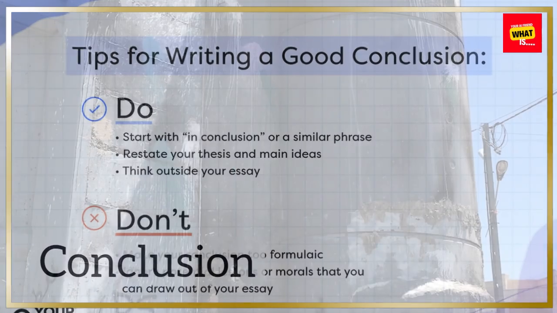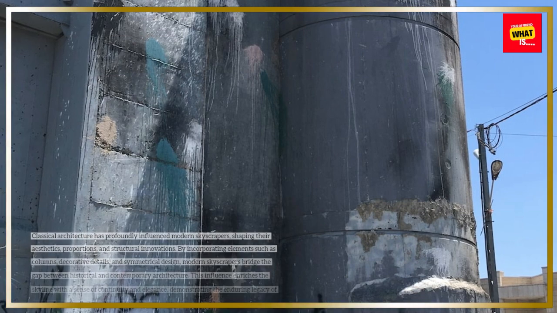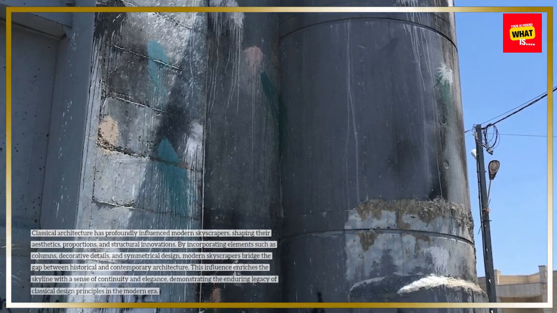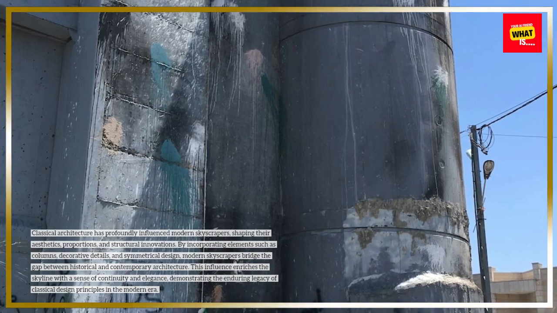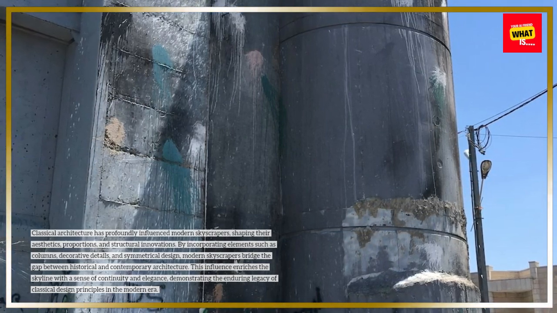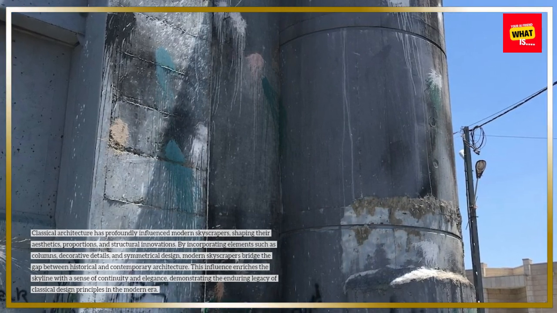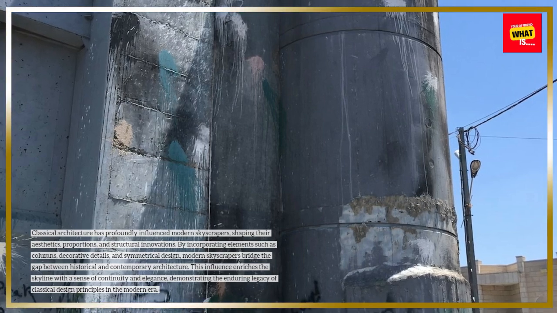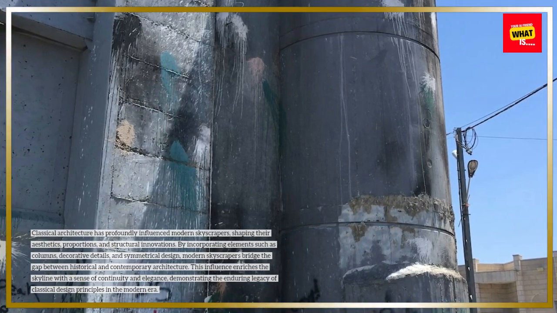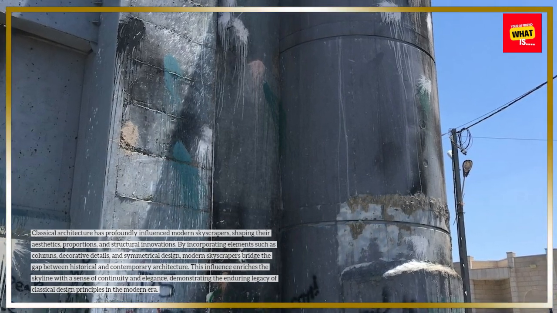Conclusion. Classical architecture has profoundly influenced modern skyscrapers, shaping their aesthetics, proportions, and structural innovations. By incorporating elements such as columns, decorative details, and symmetrical design, modern skyscrapers bridge the gap between historical and contemporary architecture. This influence enriches the skyline with a sense of continuity and elegance, demonstrating the enduring legacy of classical design principles in the modern era.